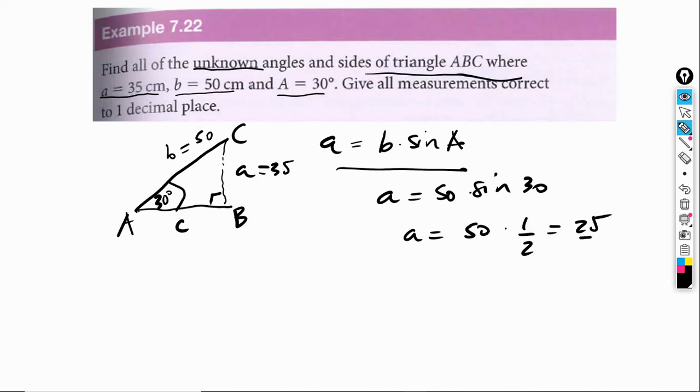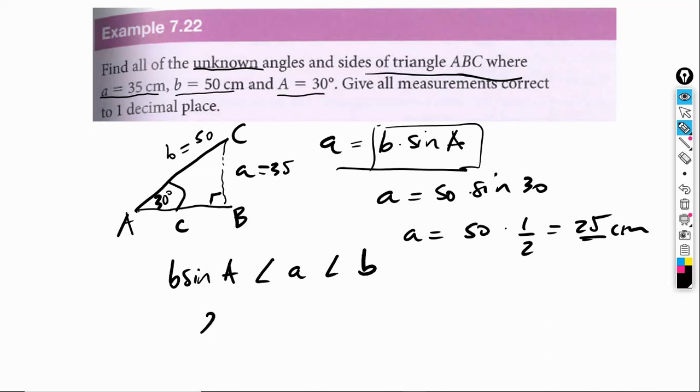So this would be the ideal case, right? Where you would have one right triangle. But it turns out that a is actually greater than this expression b times sine of A. So remember that if a is greater than b times sine of A, but still less than 50, or less than b in this case, right? Less than b, that's the case here, then we're going to have two triangles.